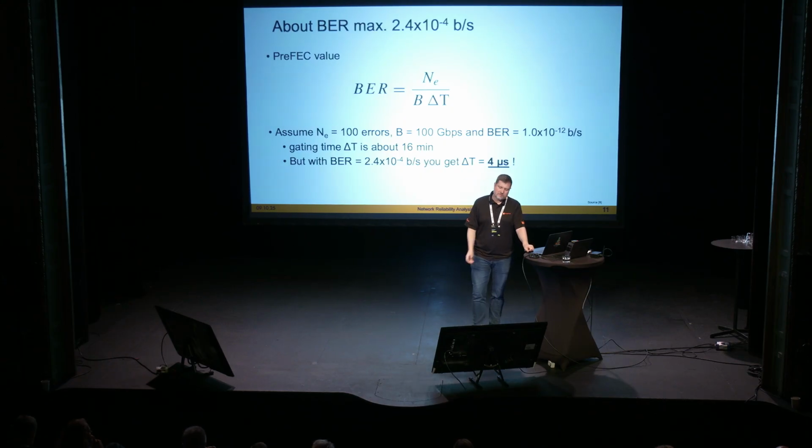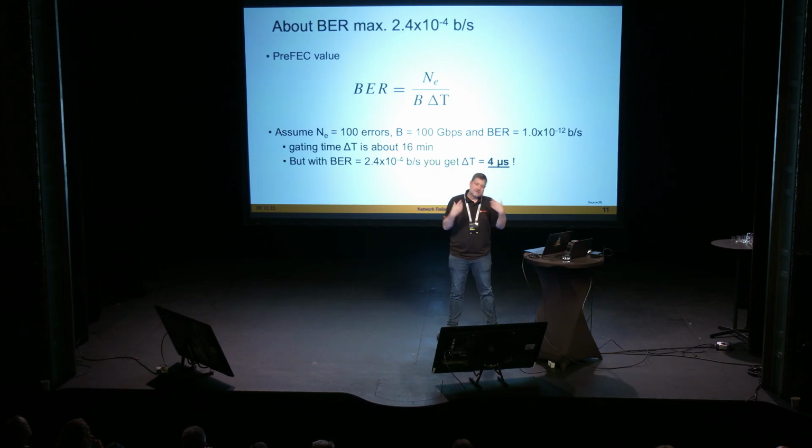And if you assume 100 gigabits per second, your bit error rate is, with 2-meter fiber and a typical transceiver, 10 to minus 12. Your gating time is about 16 minutes. So you should wait 16 minutes and just observe. That is the point where you can assume, well, this is my bit error rate. Can I live with it or not? Up to you to judge, right?